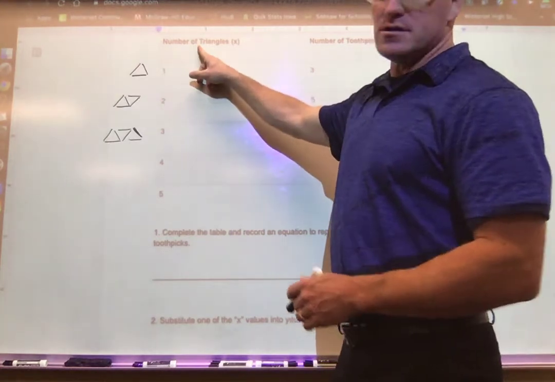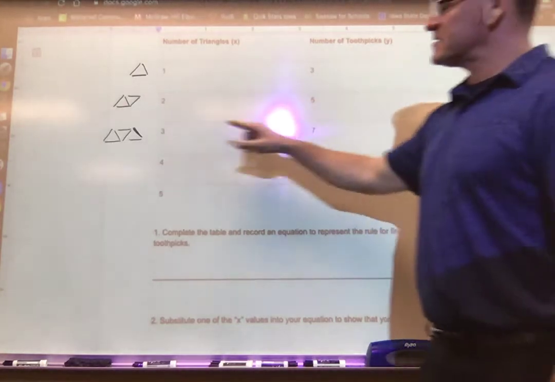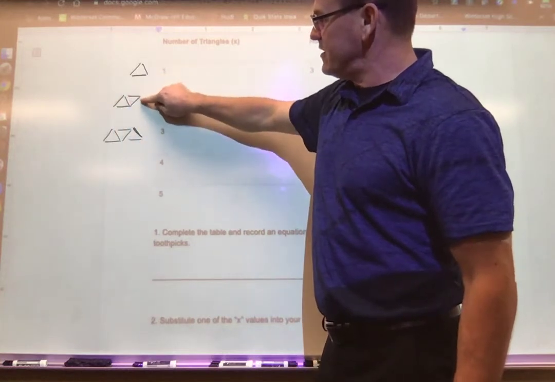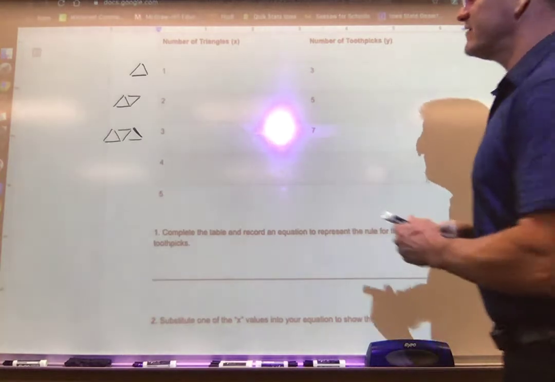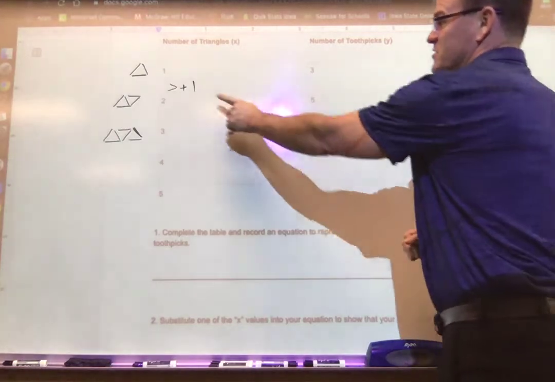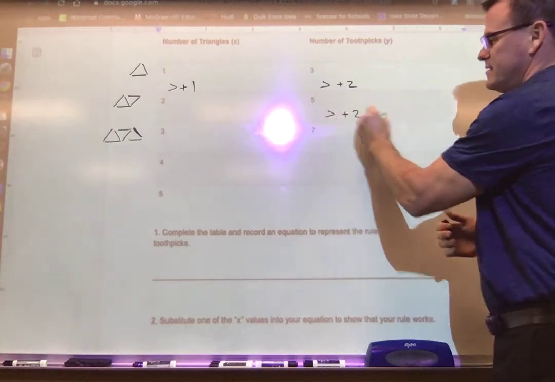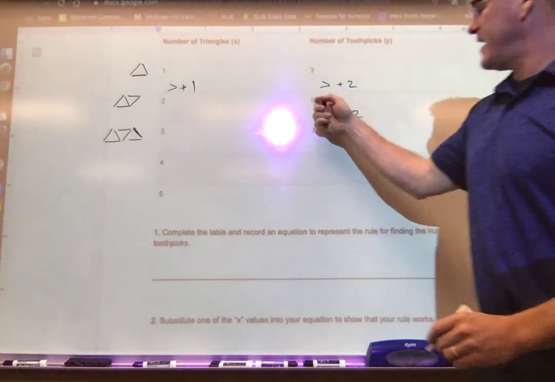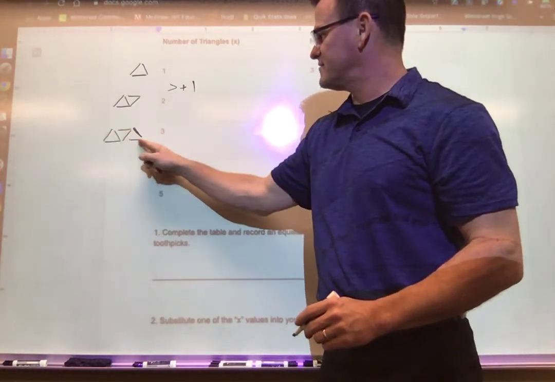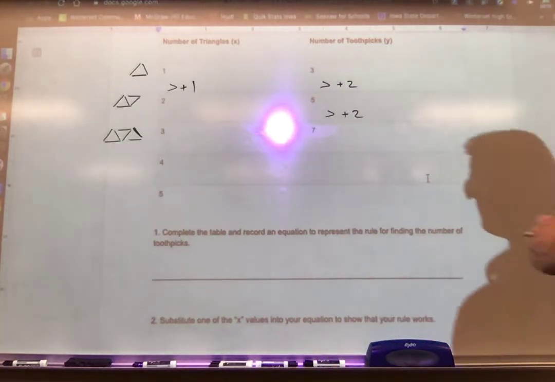To draw one triangle, I need 3 toothpicks. And for 2, it says 5 toothpicks. So the second one's kind of upside down, right? You've got your first triangle, and then you make the other one with 2 more toothpicks. It looks like every time I add one triangle, I'm adding 2 toothpicks. And I see that pattern again. I add another triangle, I add another 2 toothpicks. If I get 3, I've got 1, 2, 3, 4, 5, 6, 7. I can count those and see them, and this pattern keeps going on forever.